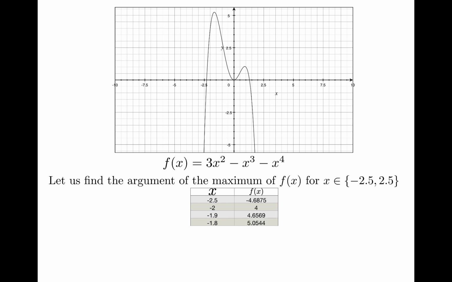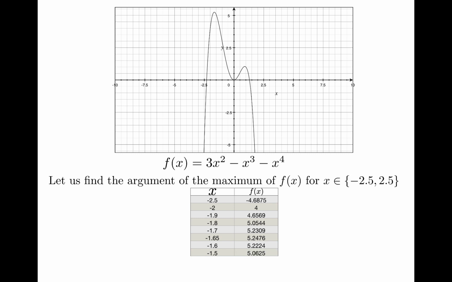At minus 1.7, it's 5.2309. At minus 1.65, it's 5.2476. Then if we have minus 1.6, it's 5.2224. So notice the value now decreases. Let's check a few other values. Minus 1.5, you have 5.0625. So the value again decreases.